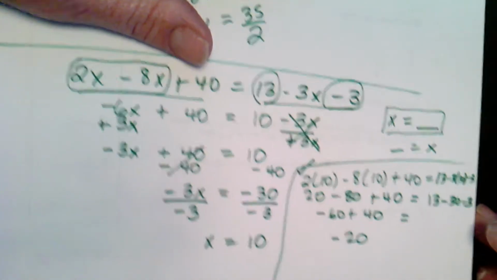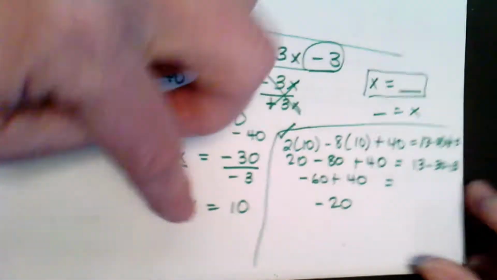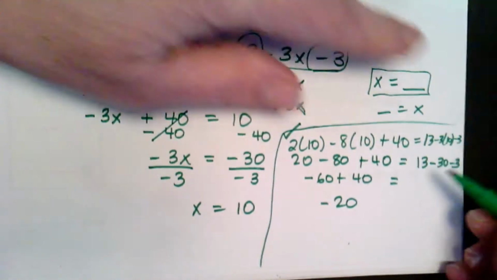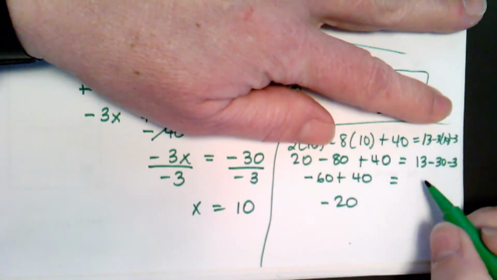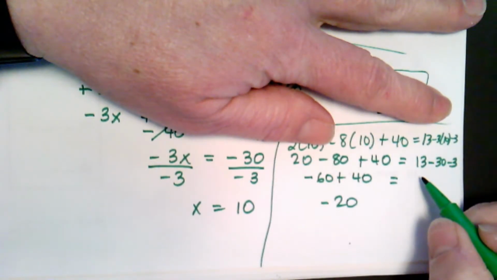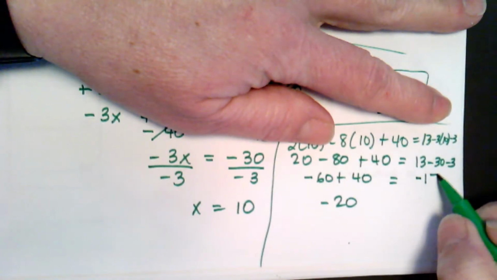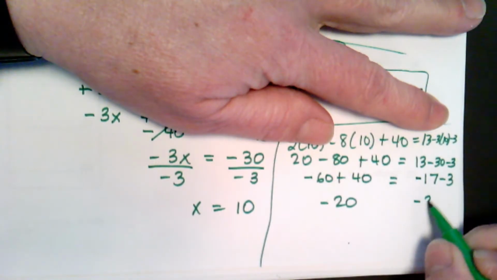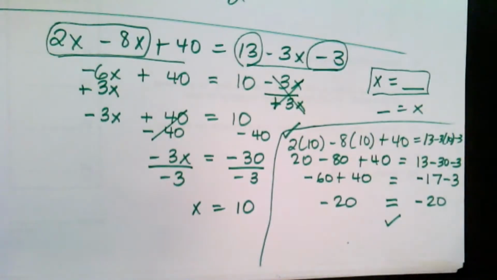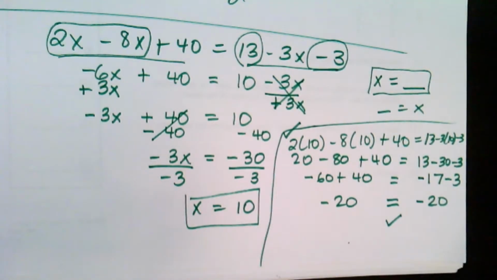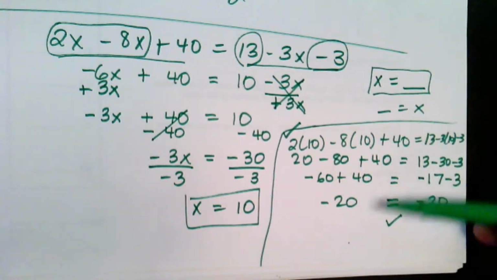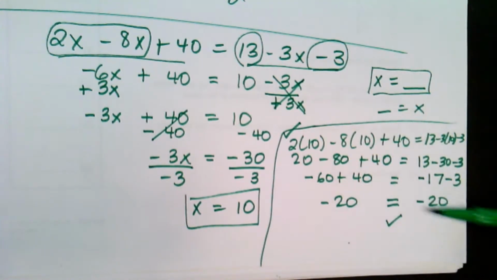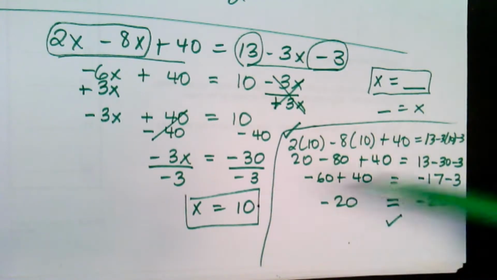So if 10 is the correct answer that we found at the beginning, then this other side needs to equal negative 20 also. So 13 take away 30 is negative 17. And then negative 17 take away 3 is negative 20. So this is true. So our final answer is 10. Now don't get this confused as your answer. Don't put in negative 20 as your answer. This is just our check to make sure that our sides did equal. Our answer is 10.